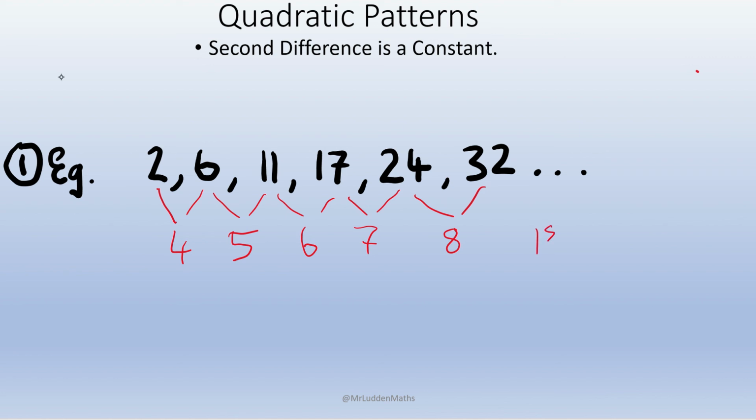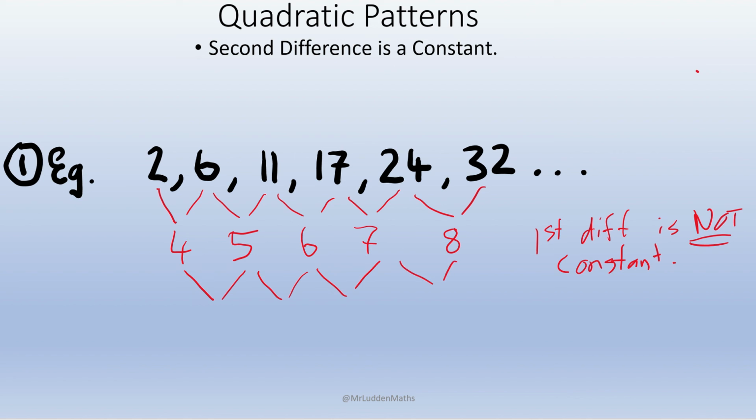So you'll notice that my first difference is not constant. So this is not linear. And another word for linear, if you remember from a couple of minutes ago, is arithmetic. It's not arithmetic or linear, and those two are the exact same things. So if our first difference is not constant, we're going to go to our second difference. So we're going to take our 4, 5, 6, 7, 8, and we're going to find the difference between all of those. And you'll notice that to get from 4 to 5, you get 1, 5 to 6, 1, 6 to 7, 1, 7 to 8, 1.